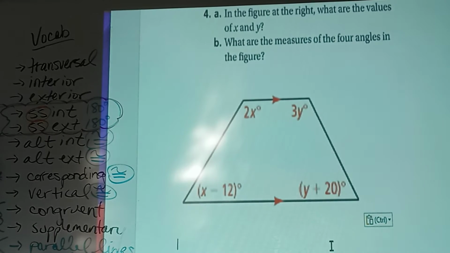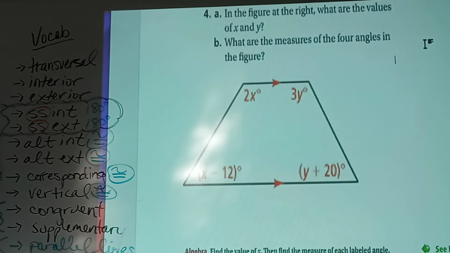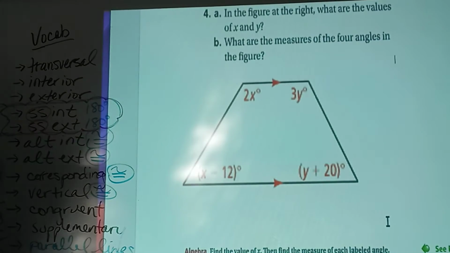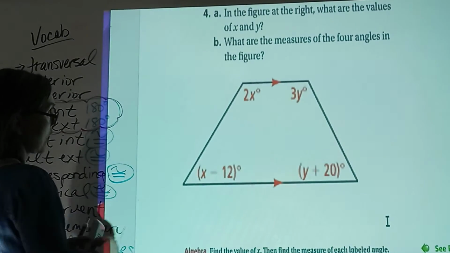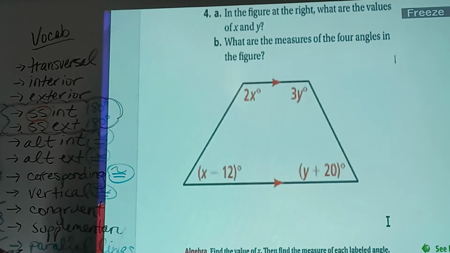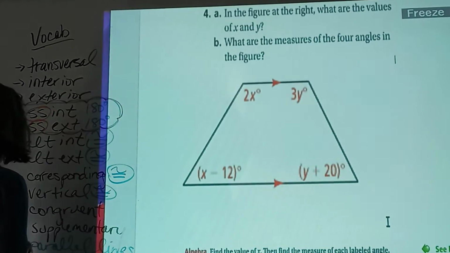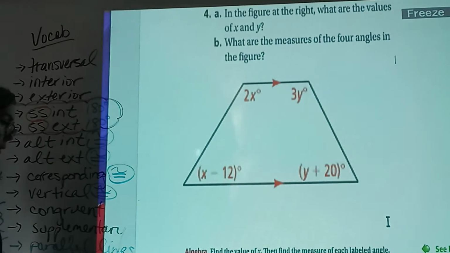Okay, so guys, here we go. Very, very important. As you can see in the question up here, it says, in the figure, what are the values of x and y? What are the measures of the 4 angles in the figure? Well, here's what we need to start doing.